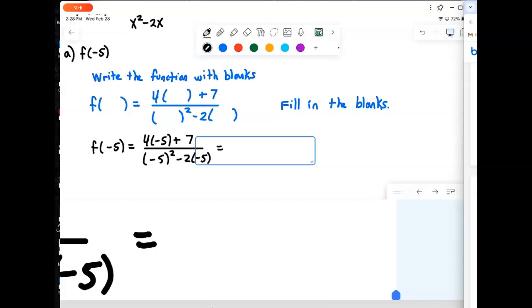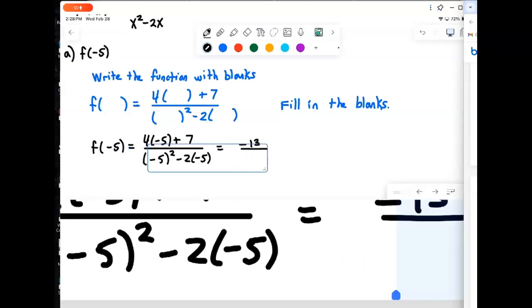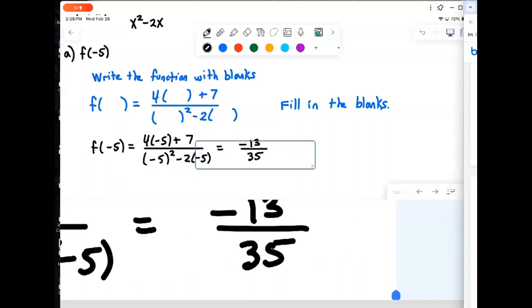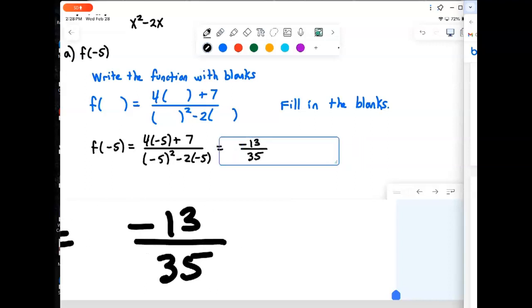So here I would work out on top. 4 times negative 5 would be negative 20. Negative 20 plus 7 will be negative 13. On the bottom here, I have negative 5 squared, which will become positive 25. Minus 2 times minus 5 will be plus 10. So we're going to have 25 plus 10 will be 35. And so this just becomes negative 13 over 35. And that's it. That's our answer there.